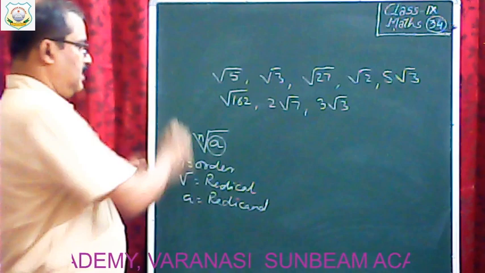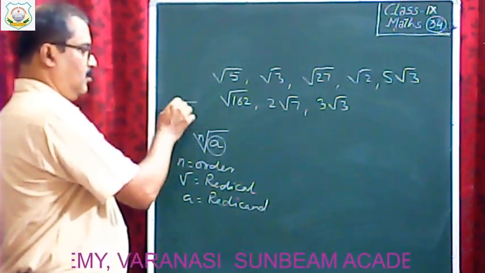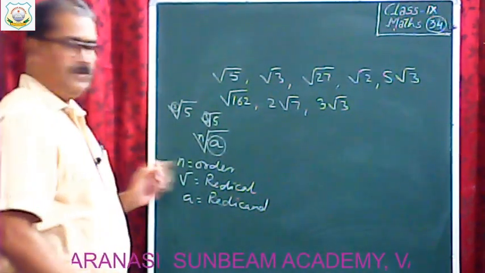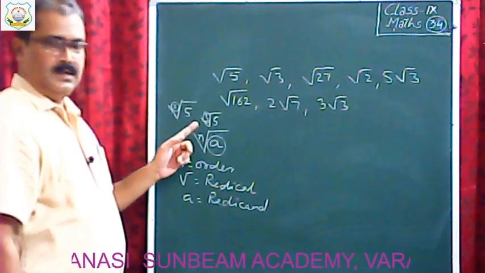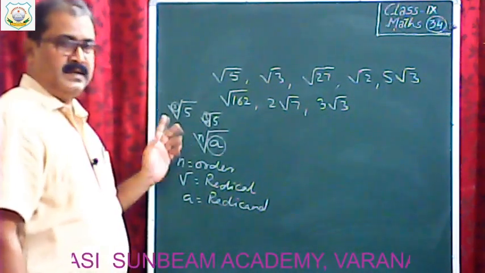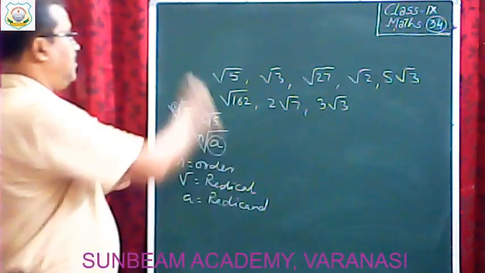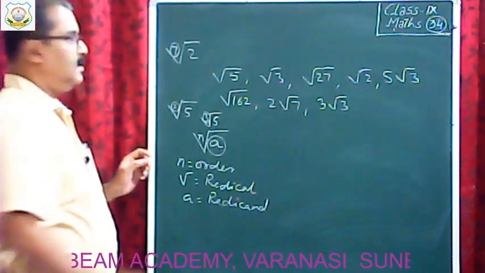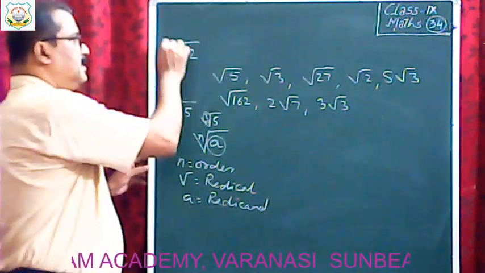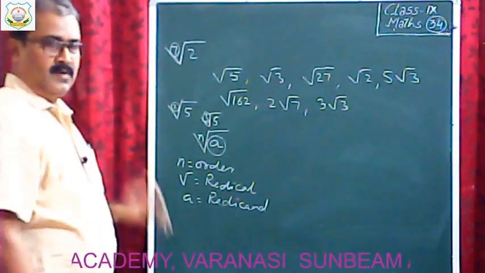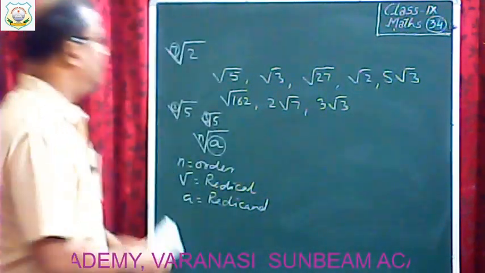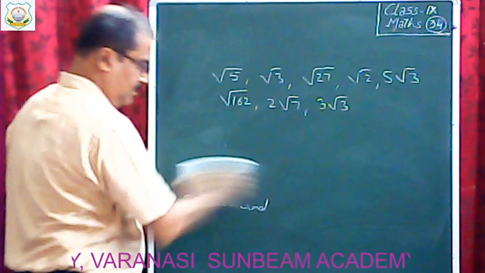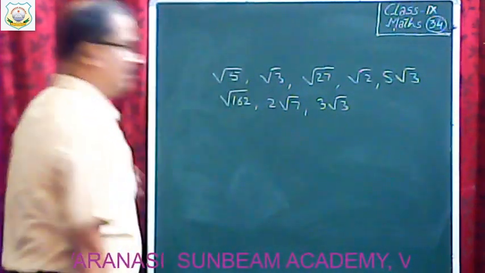Okay, order, like square root 5, so 2 is here. Cube root, you have to write 3, so 3 is order. 5 is radicand, and this symbol is known as radical. Suppose 7th root 2. So 7 is order, 2 is radicand. This symbol is radical. Okay, these are the parts. So we have to check this order and radicand. If both are same, then the numbers are like numbers.